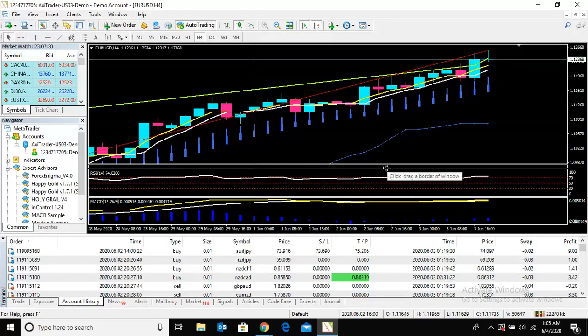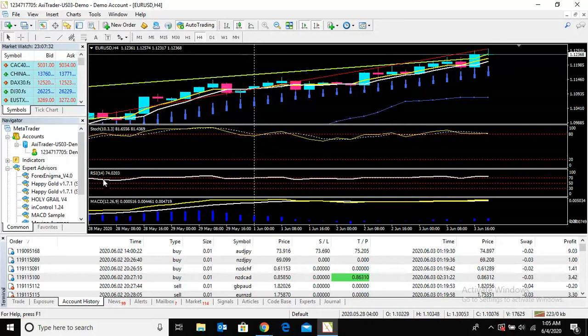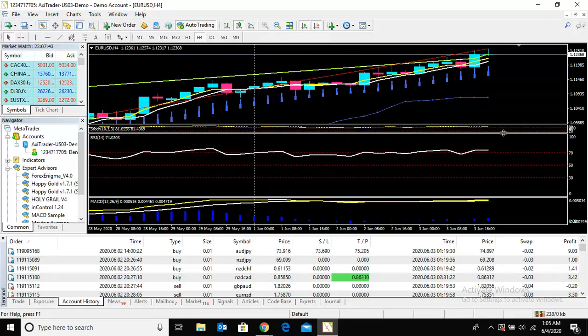In this indicator, you can see RSI also shown. There are several ways to use the RSI indicator. You should buy when the RSI is above 50. Now you can see above 50. And you should sell when the RSI is below the level of 50. If this line is below 50, you can sell. But if the line is above 50, it means this signal is buy.